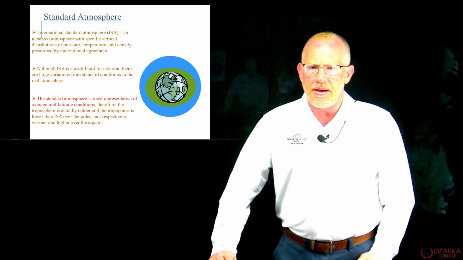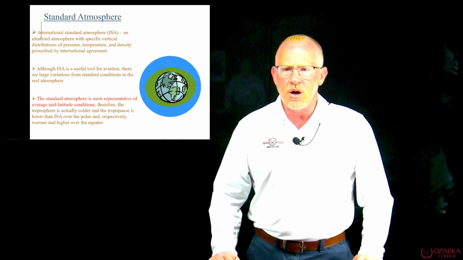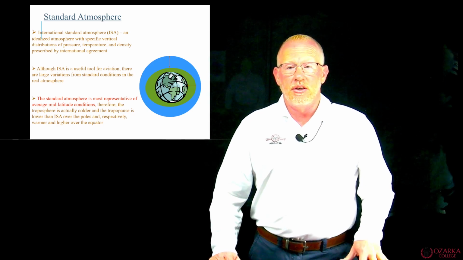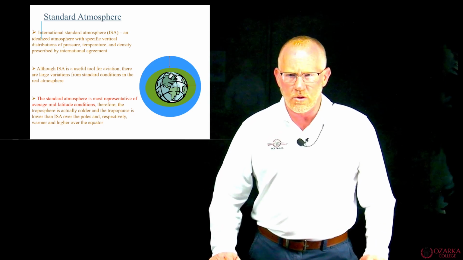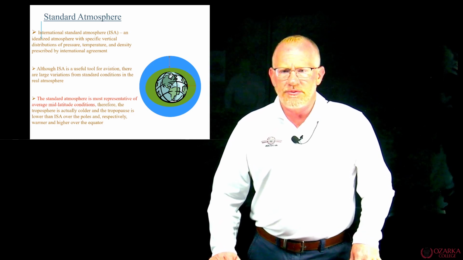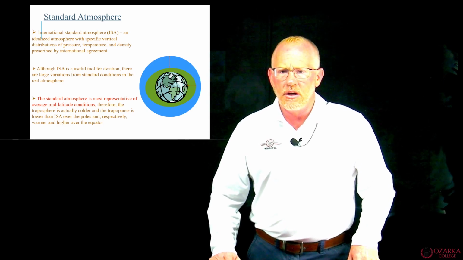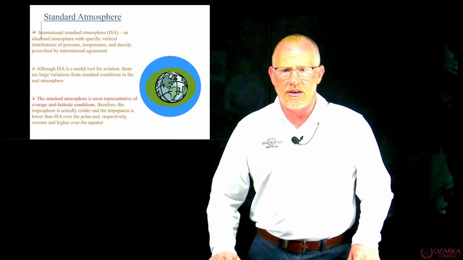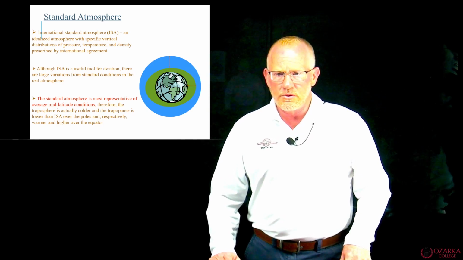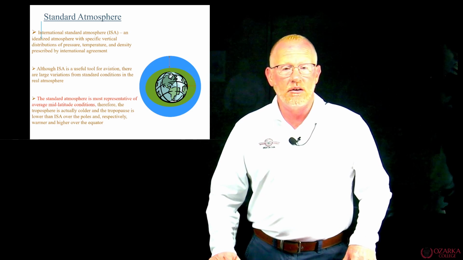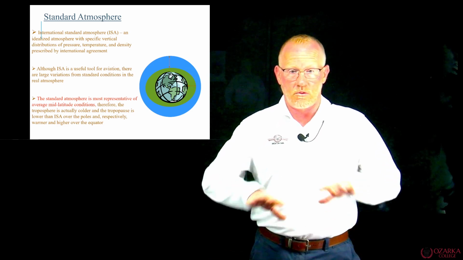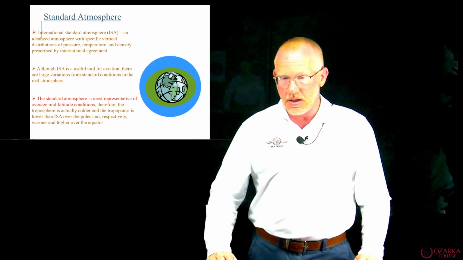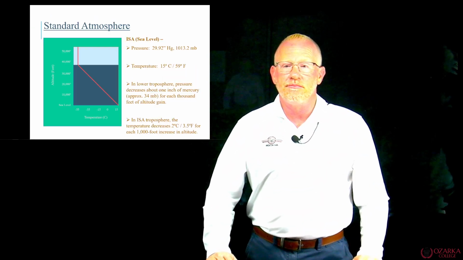Now, the standard atmosphere is most representative of average mid-latitude conditions. Therefore, the troposphere is actually colder and the tropopause is actually lower than international standard atmosphere over the poles, and respectively warmer and higher over the equator. Our world is not a perfect circle, it's kind of like egg-shaped. So you're going to have those differences.